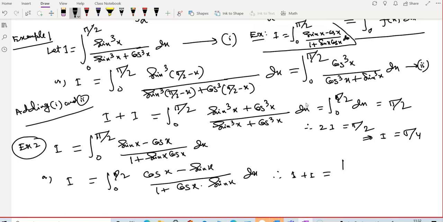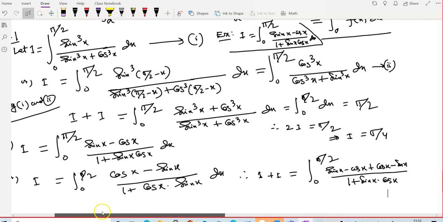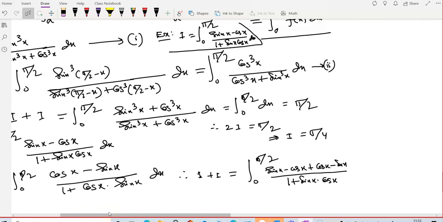I plus I is going to be the integral from 0 to pi by 2 of sin x minus cos x plus this divided by... see the fun at this step. Mathematics is always fun. So you can enjoy fun a lot by doing this sum.